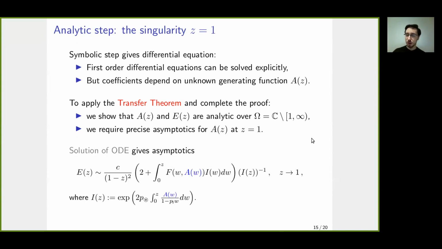And close to z equals 1, the solution of the ODE for E looks a bit like this, as that expression. And you can see that it depends on A, the generating function for the probability of full reduction, here and here. And so once we get our precise asymptotics for A, we must translate them into asymptotics for E.